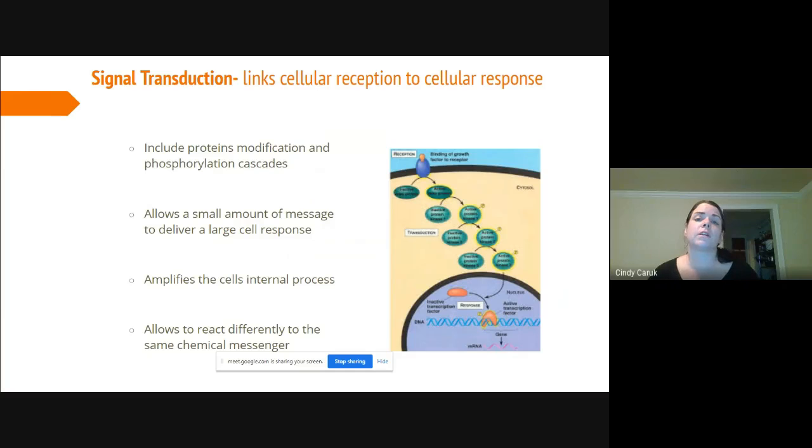Signal transduction links the reception to the response. We're going to see protein kinase cascades, which are deactivated by phosphatases. That's not shown in this picture. It amplifies the inner process, and it allows the cell to react differently to the same chemical messenger, because you can have different cascades happening.